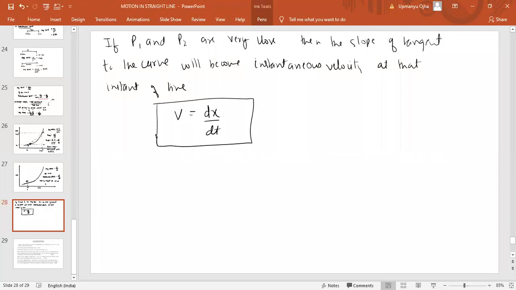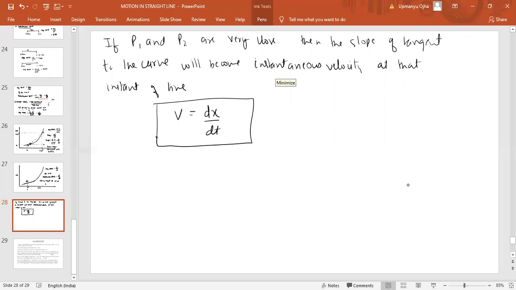Now somebody asked me what the difference is between instantaneous velocity and instantaneous speed. Instantaneous velocity is a vector quantity, and instantaneous speed is a scalar quantity. So speed is scalar and velocity is vector. That is the difference between instantaneous velocity and instantaneous speed.